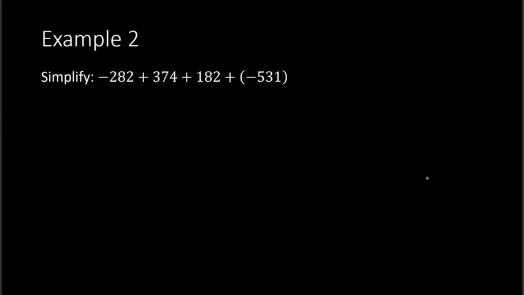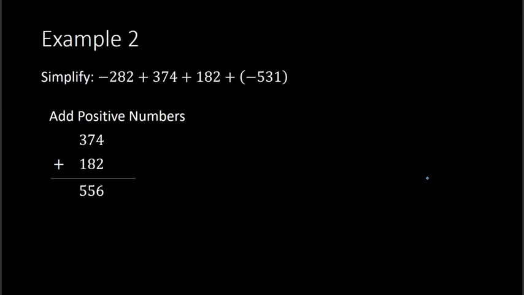Example 2. We have negative 282 plus 374 plus 182 plus a negative 531. For this problem, I'm going to do that method 2 that we did for example 1, where we add the positive numbers together and then add the negative numbers together and then combine at the end. So looking at the positive numbers, we have 374 and we have 182. If we add those together, we would get 556.